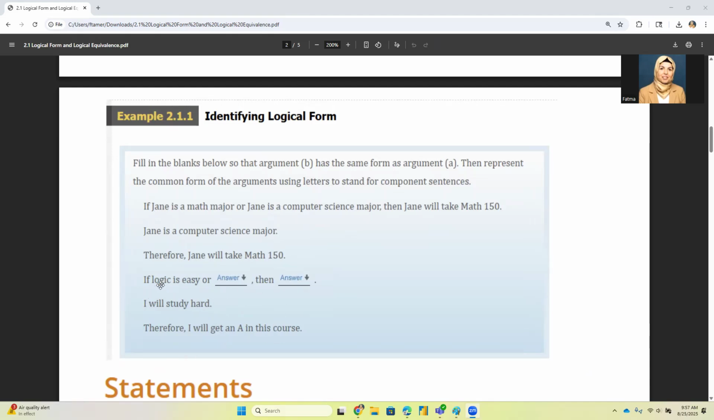So I need argument 1, argument 2, and a conclusion here. So if logic is easy, which is argument 1, or I will study hard, which is argument 2, then I will get an A in this course. So this needs to be I will study hard, and this needs to be I will get an A in this course.